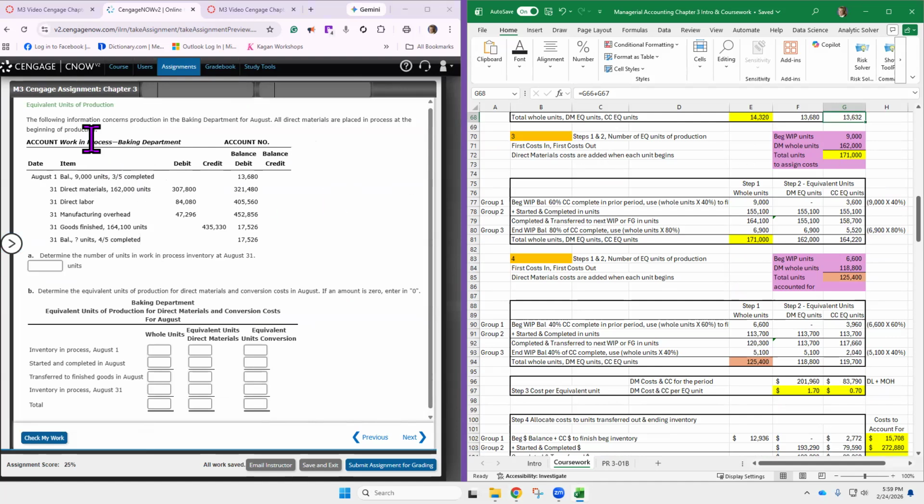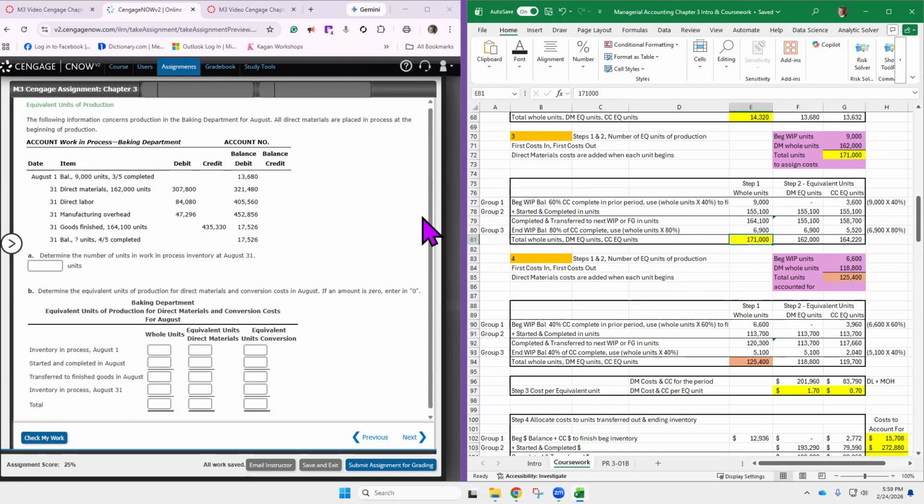Let's get started. So we're the baking department. All direct materials are placed in process at the beginning of production. Yep, that's what that means. So they have given us our beginning inventory of 9,000, and they said that we received enough direct materials to do 162,000 units. When you add those 2 numbers together, there's your first double check that things are working out, because when we're all said and done with the whole units, these 2 must match up.